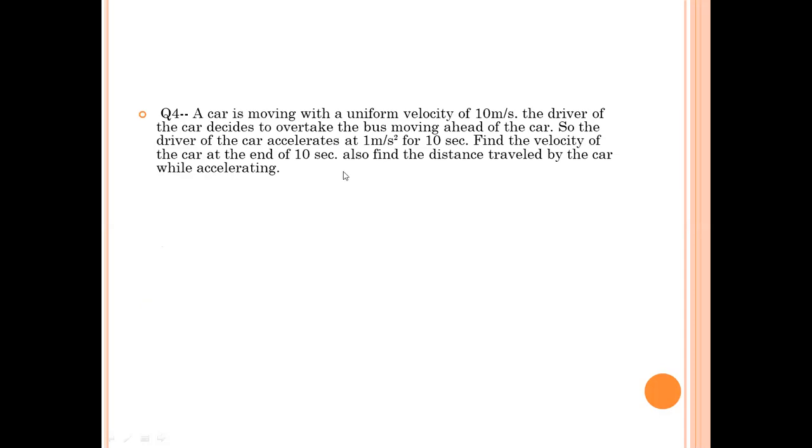Now a car is moving with a uniform velocity of 10 meter per second. The driver of the car decided to overtake the bus moving ahead of the car. So the driver of the car accelerates 1 meter per second square for 10 seconds. Initially 10 meter per second है u. Acceleration जहाँ पे ये square term आता है वो a होता है, तो a is 1 meter per second square. Time is 10 second. Find the velocity of the car at the end of 10 seconds. आखिरी में क्या हुई? That is v पूछे है.